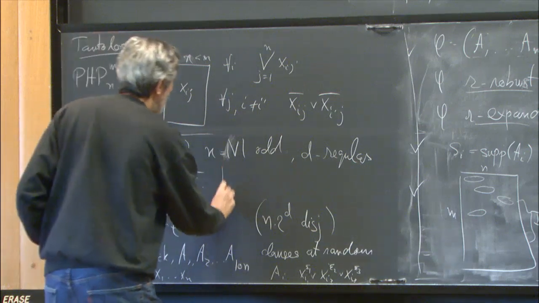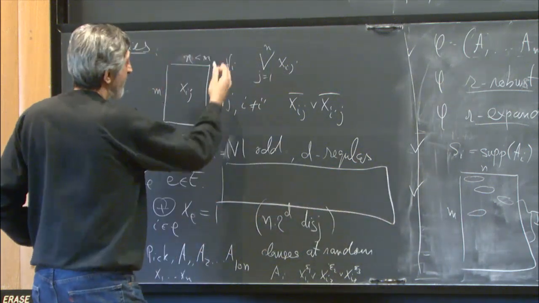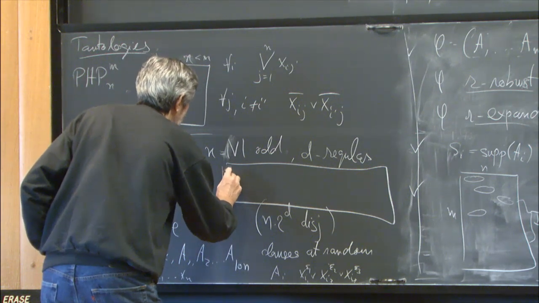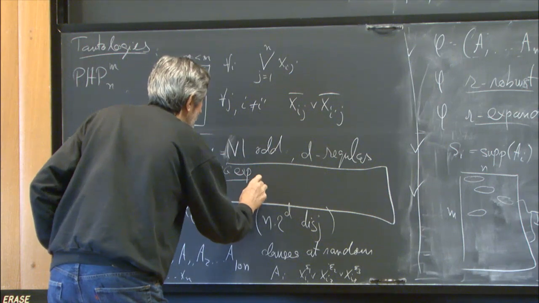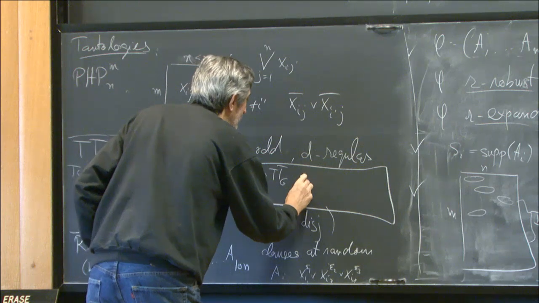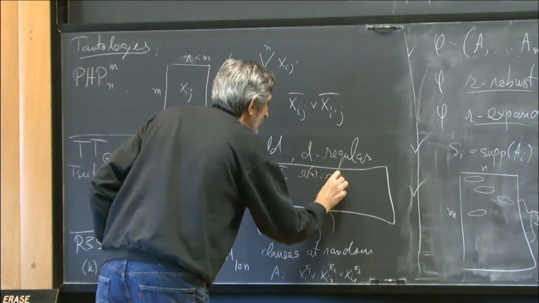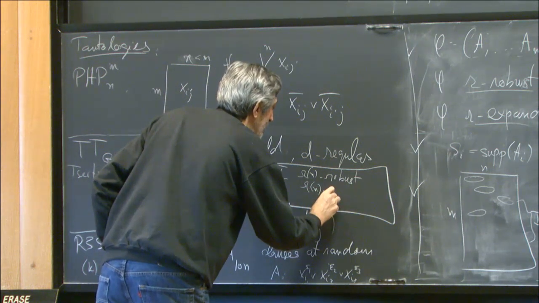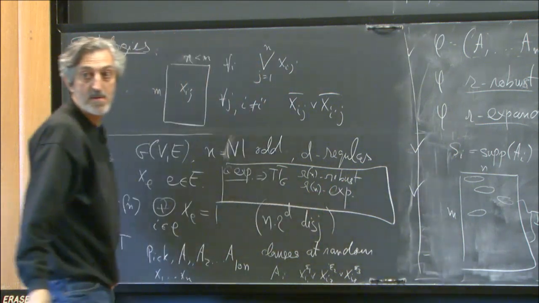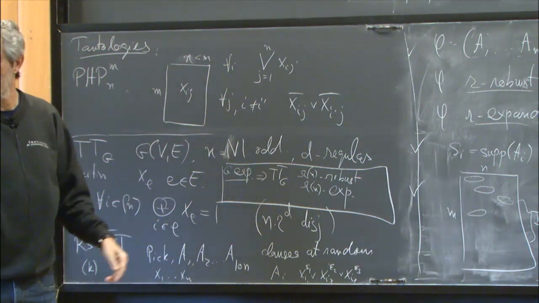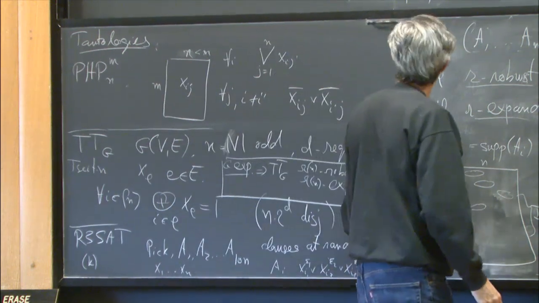So maybe I should write it here as an example of something you can verify about the others: this Tseitin tautology, if G is expanding, then T(G) is Omega(n)-robust and Omega(n)-expanding. Right? So it's very easy to verify these properties for lots of tautologies, and once you have it, you get lower bounds. So how do you get lower bounds?